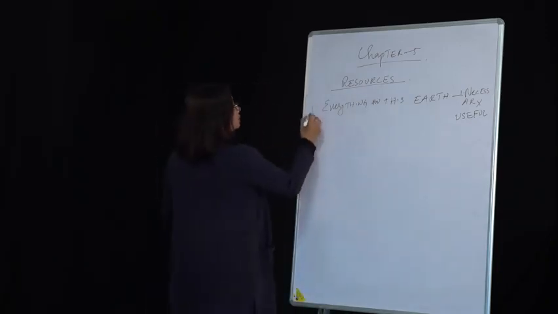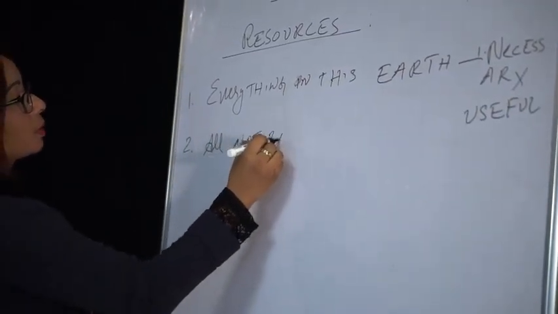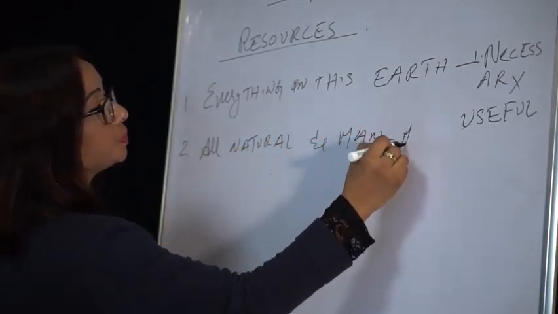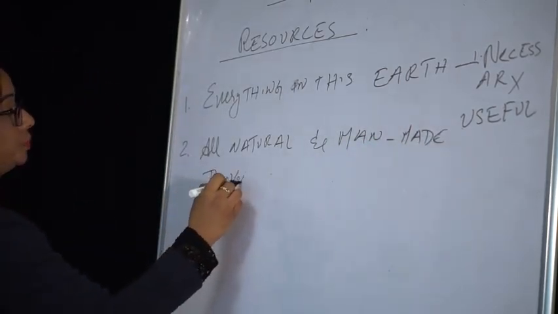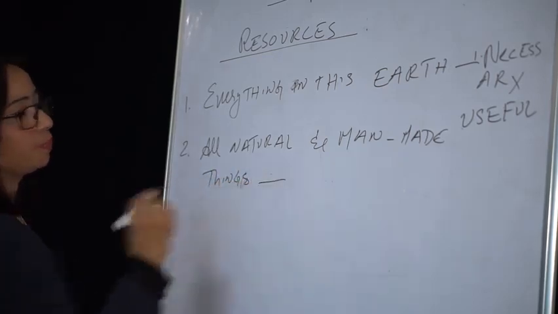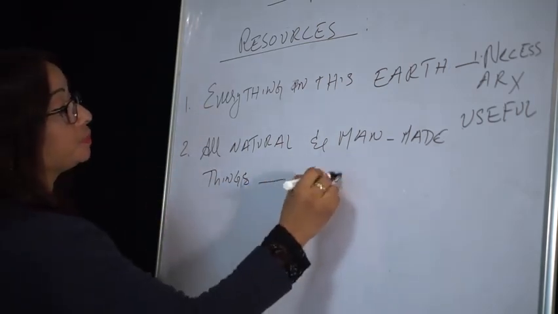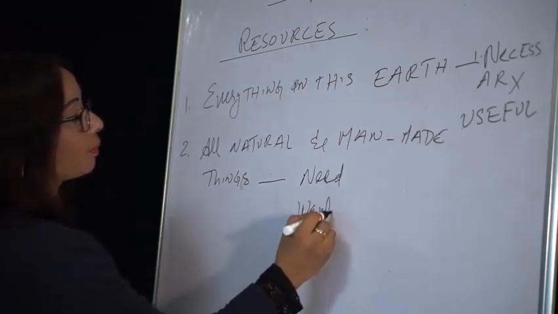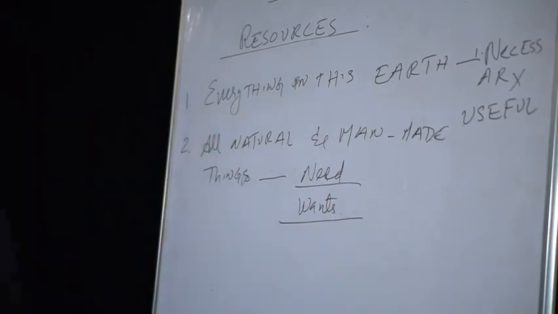So the second point is, all natural and man-made things that fulfill our needs and satisfy our wants are also known as resources. There is a difference between needs and wants. I want you to understand this.